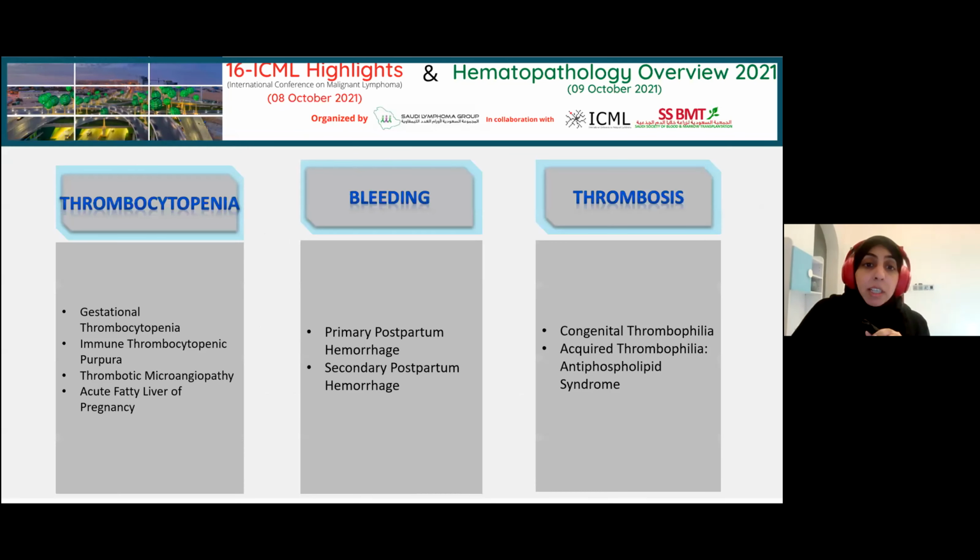Now, the complication during pregnancy has to be one of these three complications. It could be thrombocytopenia, bleeding, or thrombosis. And if the lady comes with thrombocytopenia, it has to be one of four differential diagnoses. It could be gestational thrombocytopenia, immune thrombocytopenia, thrombotic microangiopathy, or acute fatty liver of pregnancy. And if there is bleeding, it could be primary or secondary postpartum hemorrhage, and in thrombosis, congenital or acquired thrombophilia.